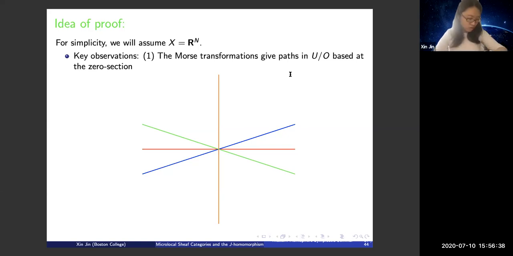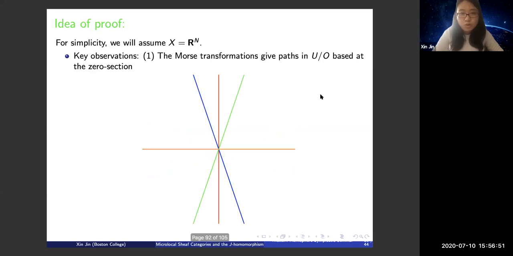So here's a picture illustrating what's going on. I draw just some linear Lagrangians. And then a Morse transformation does the following. You first do a Fourier transform, so you rotate everything counterclockwise by 90 degrees. This is considered as one part of your path. And then the goal is to reach the zero section.